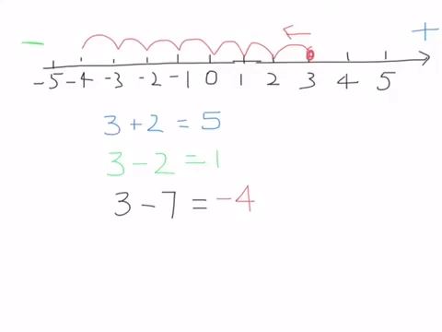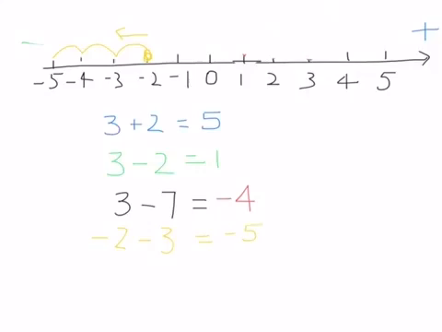If I have a different one, say if I've got -2 take away 3. Because the first number is -2, that's where I start. The negative sign tells me to go in that direction. And how far do I have to go? 3. 1, 2, 3. So my answer is -5.